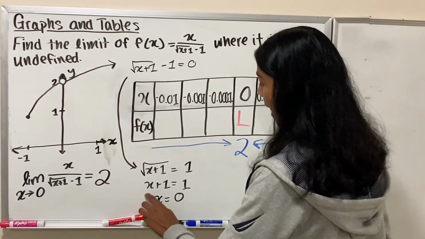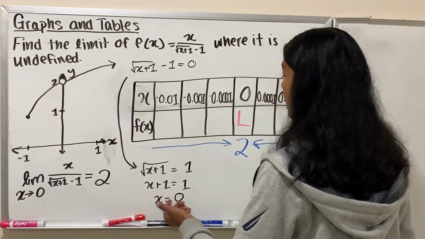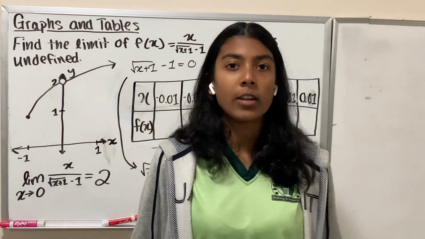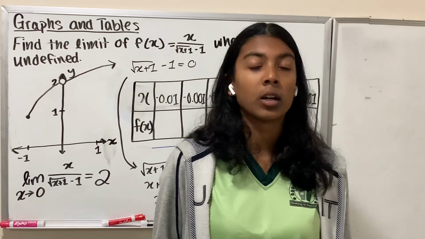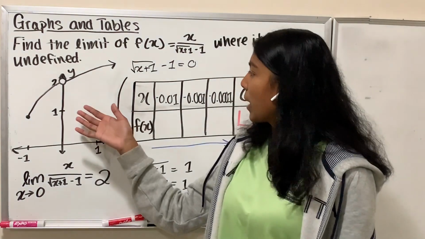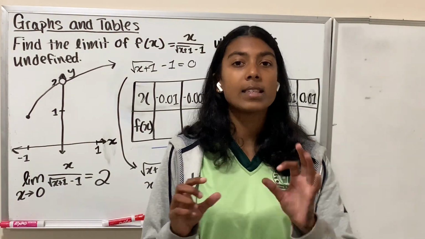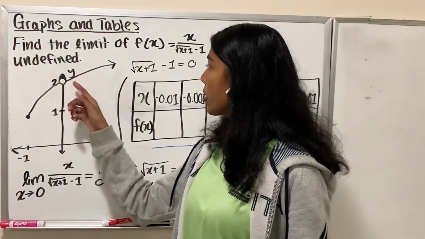Square both sides to get x plus 1 is equal to 1, because 1 squared is 1. And then you solve for x to get x is equal to 0. And if you plug it back in, you know it's going to work. Well, work as in it's going to be undefined. And if you look at my amazing graph that I drew on the side, you can also see that our hole is at 0. X is equal to 0 right there.